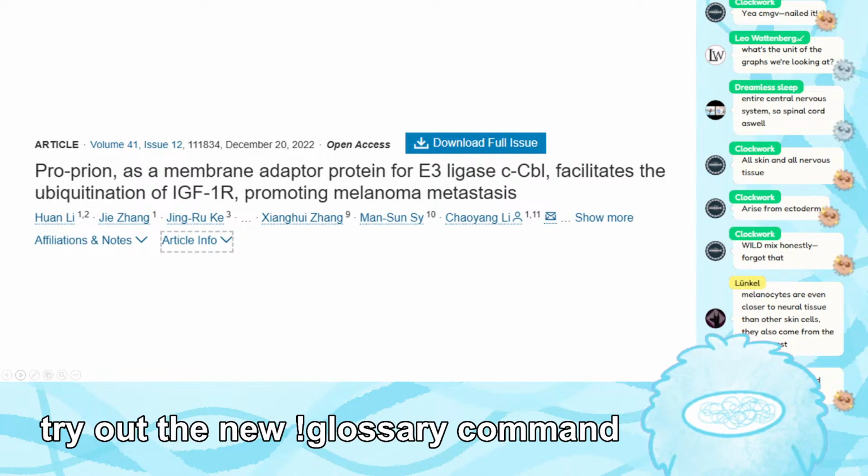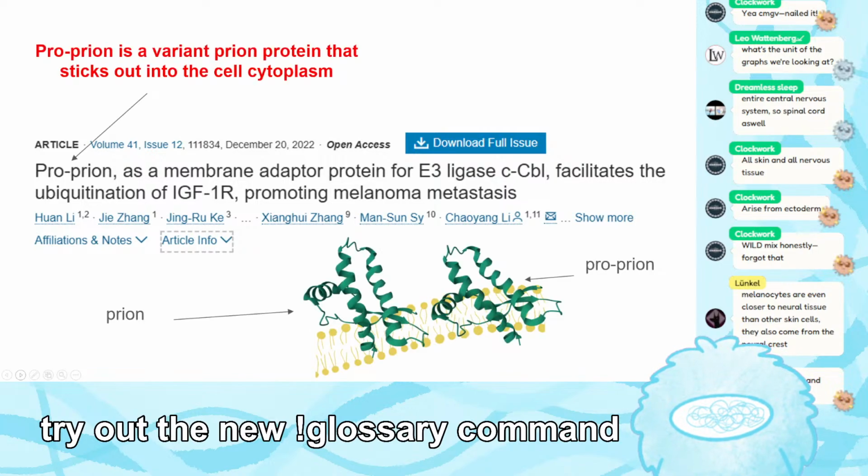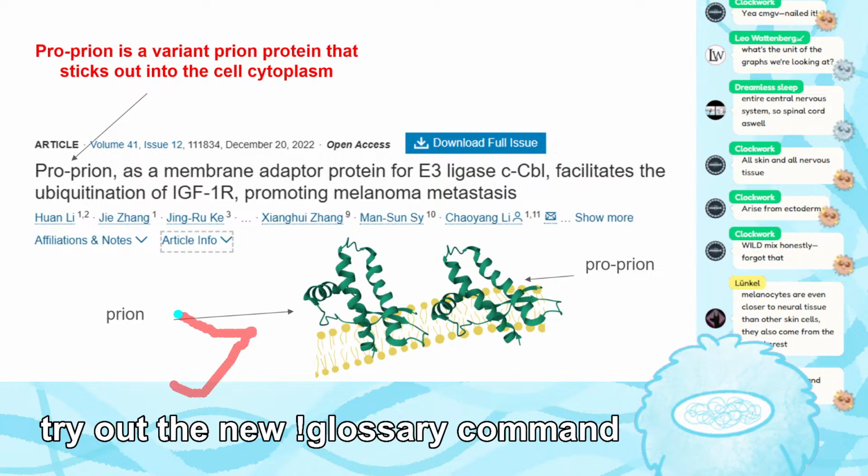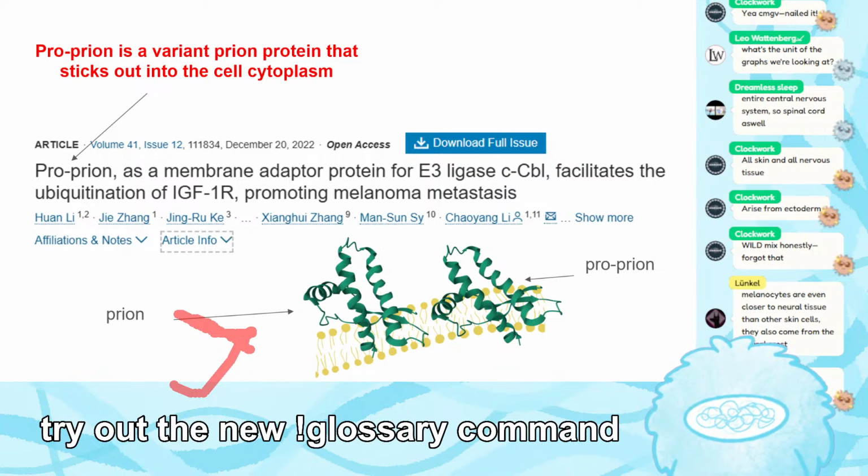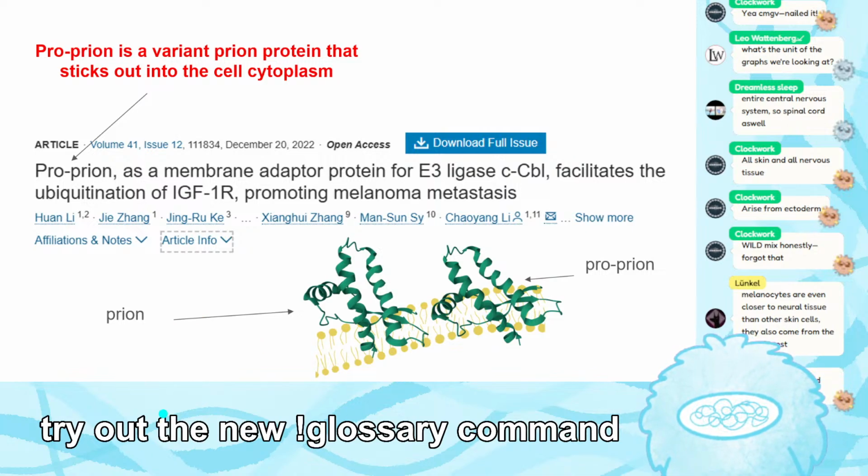That's a lot of words, but let's start by defining this first one here. So proprion is not the same as the normal mammalian prion protein. Proprion is actually a variant prion protein that sticks out into the cell cytoplasm. So here on the left, we have, oh gosh, I really need to get a mouse that's a little more stable than the one that I am currently using, because I cannot draw with this thing.